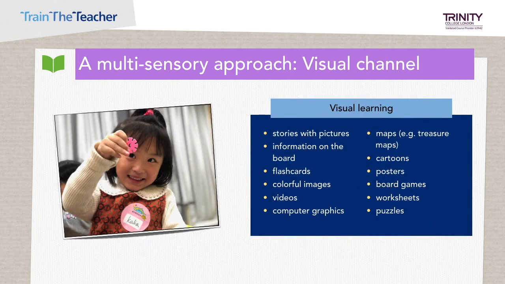Visual learning. When we learn visually, we take in information from stories with pictures, for example. We take in information from the board or from flashcards. We're attracted, and children particularly, to colourful images, and videos will always get our attention.